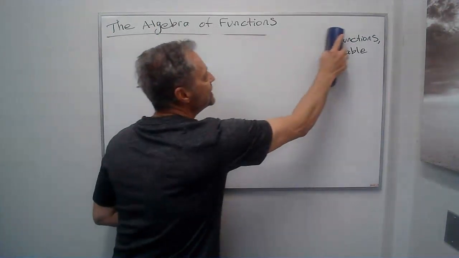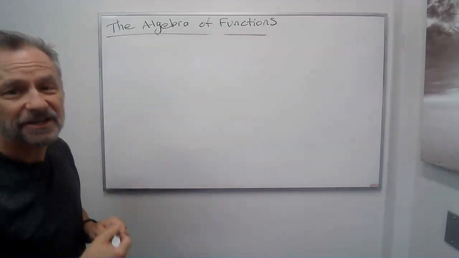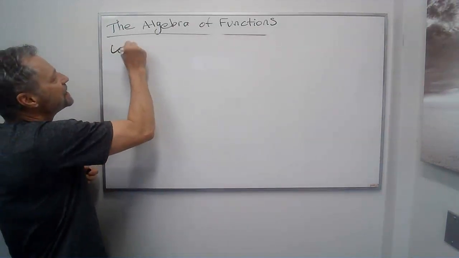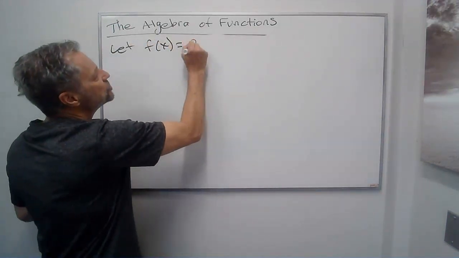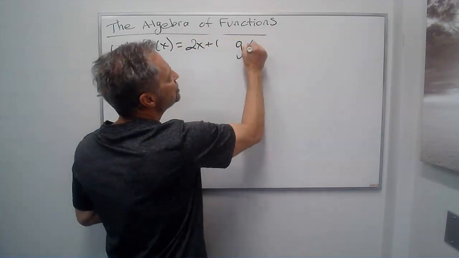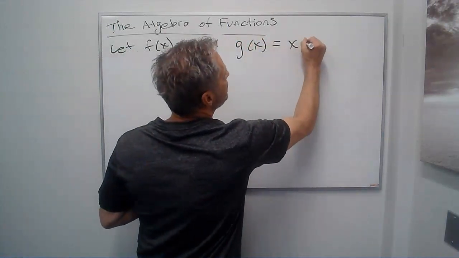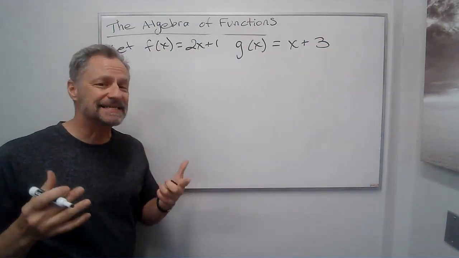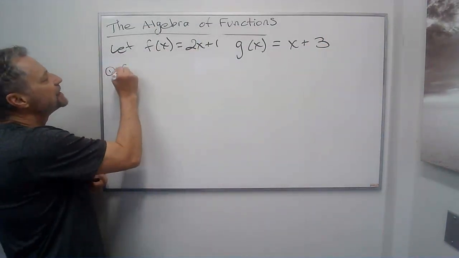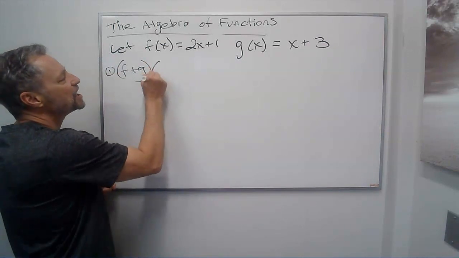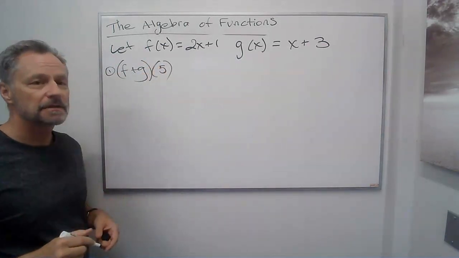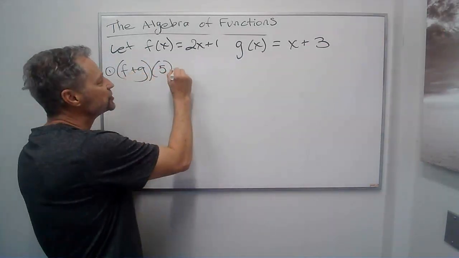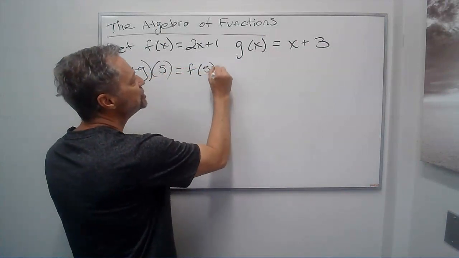So let's find some of these. Suppose we let f of x equal 2x plus 1, and g of x is just going to be x plus 3. Okay, so now let's find some things. First of all, let's find f plus g of 5. Well, by the definition we just saw, that would be f of 5 plus g of 5.